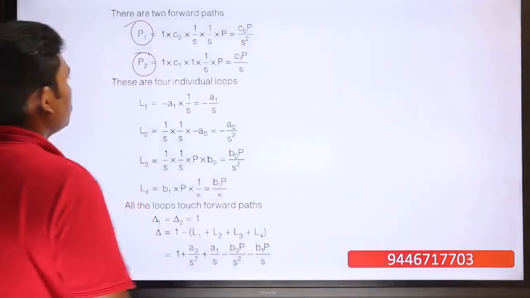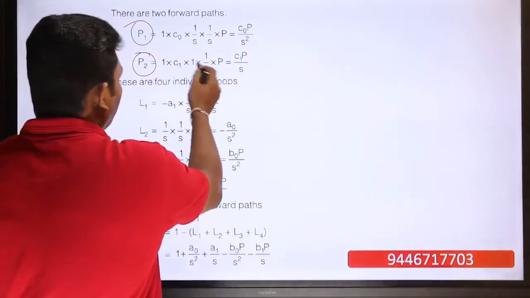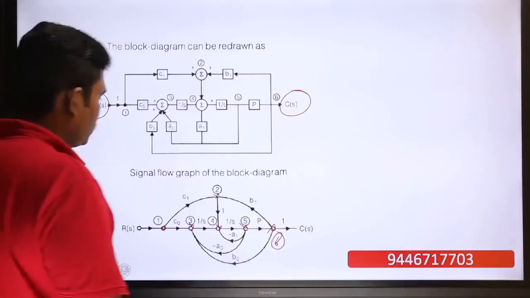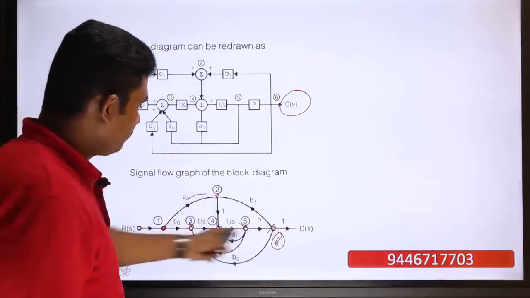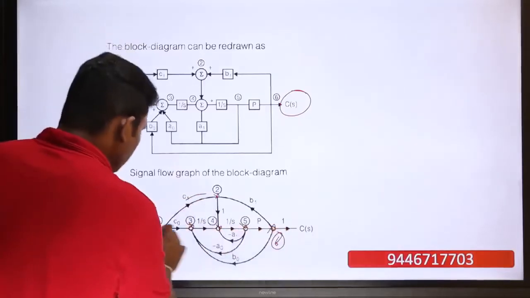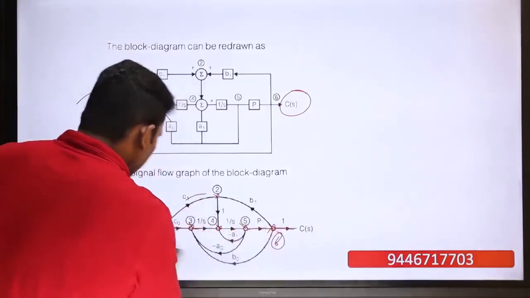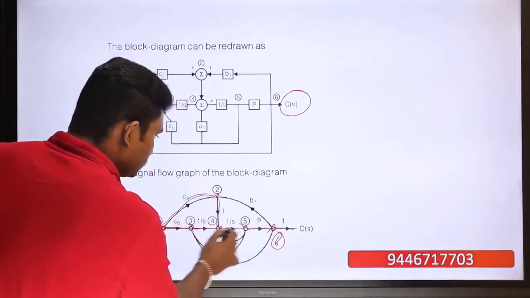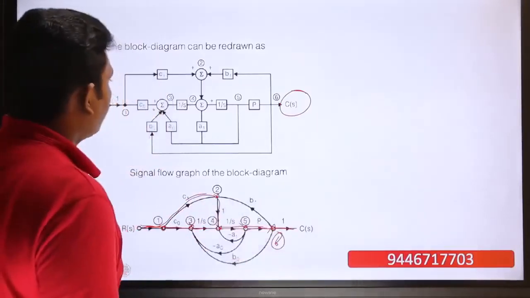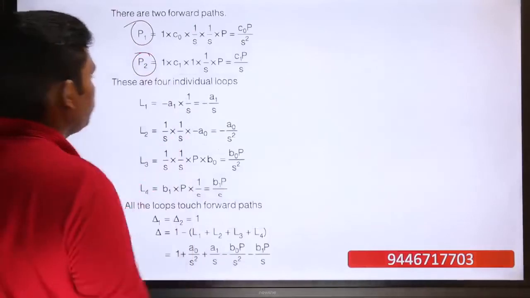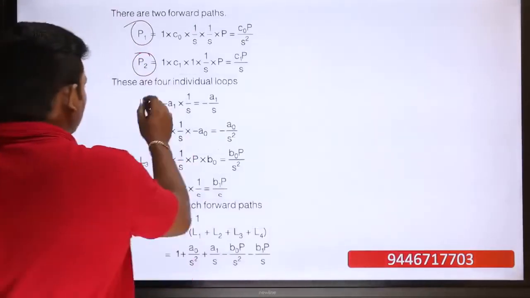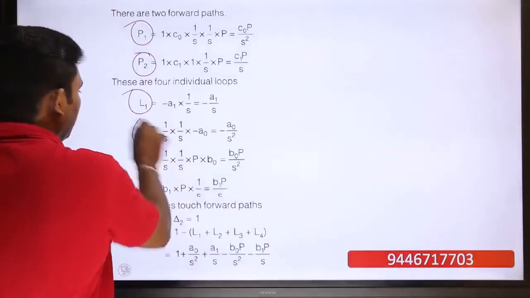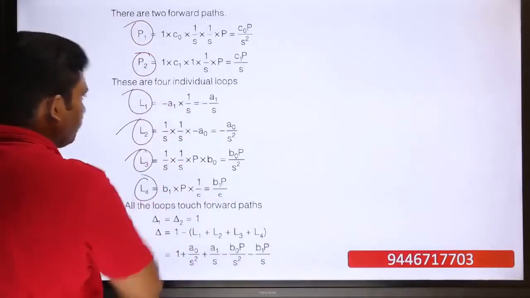The second forward path includes 1, C1, 1 by S and P. So this is the second forward path. So this is the first forward path and this is the second forward path. Okay, so we are making expressions for P1 and P2, and then we are making expressions for individual loops. So you will have to find out the loops L1, L2, L3 and L4.